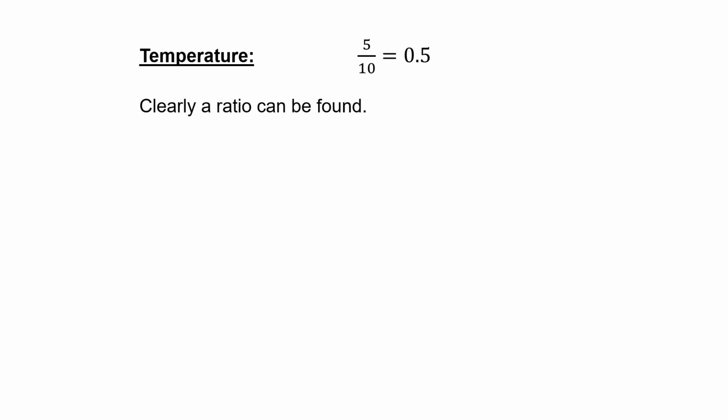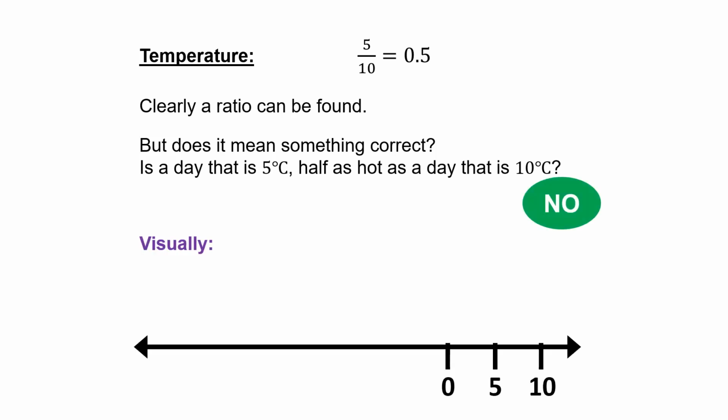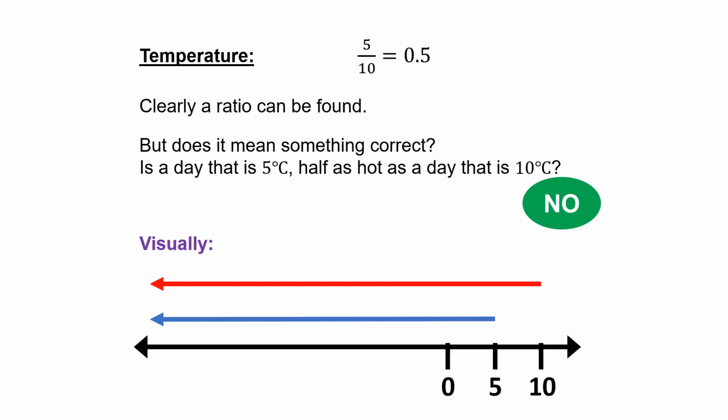But with temperature, clearly, of course, you can find a ratio, but it doesn't mean something correct. For example, a day that is 5 degrees Celsius does not mean that it is half as hot as a day that is 10 degrees Celsius. That doesn't make sense. Visually you look at it like that, and of course the blue line is not half that of the red line.